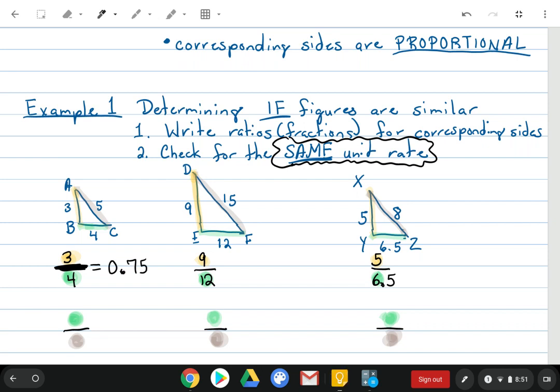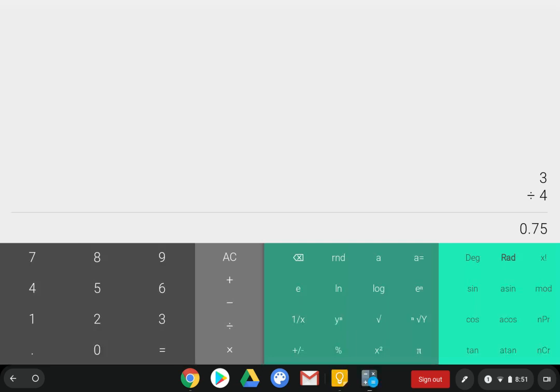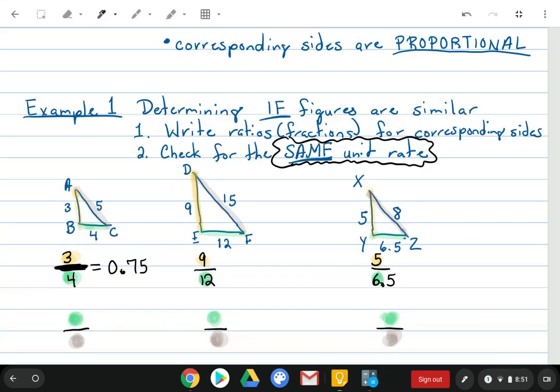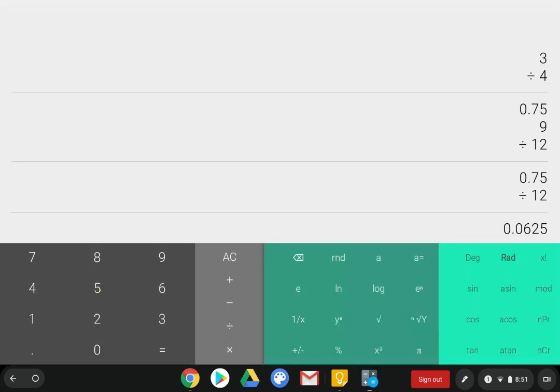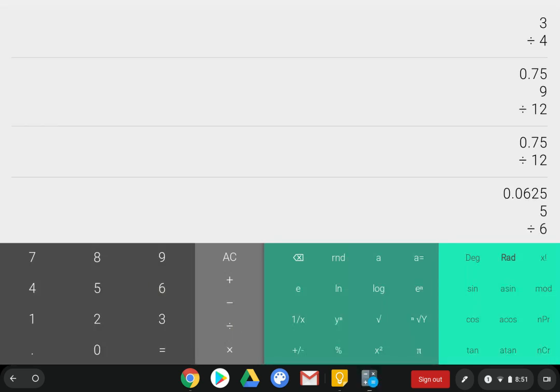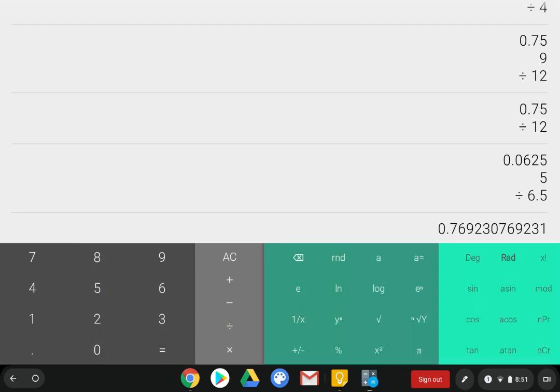Next thing I want to do is 9 divided by 12. So if I go 9 divided by 12, that still gives me 0.75. So I'm going to go back and write in my unit rate of 0.75. And for my last triangle, I have 5 divided by 6.5. So we're going to go 5 divided by 6.5. That gives me 0.769 and a bunch of other numbers. I'm just going to write 0.769.